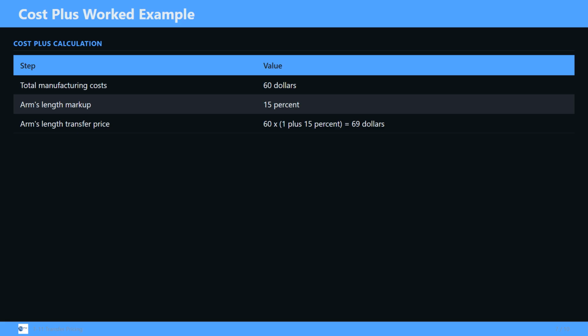Here are the numbers. Total manufacturing costs come to $60. Comparable contract manufacturers in the same industry earn a gross cost-plus markup of 15%. So the arm's length transfer price is $60 times 1 plus 15%, which works out to $69.